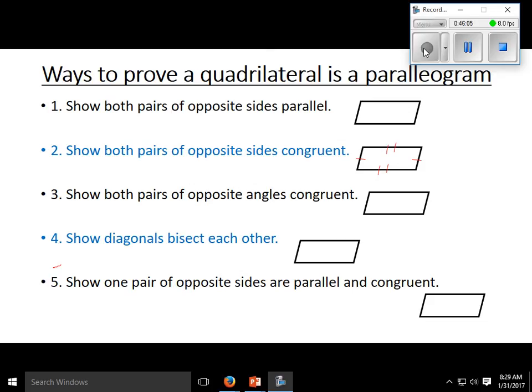And they want to know, is this shape a parallelogram? These are the 5 ways that you can show that it is a parallelogram. Again, the easiest way to show it's not a parallelogram is that it doesn't have 4 sides. It's not a quadrilateral.